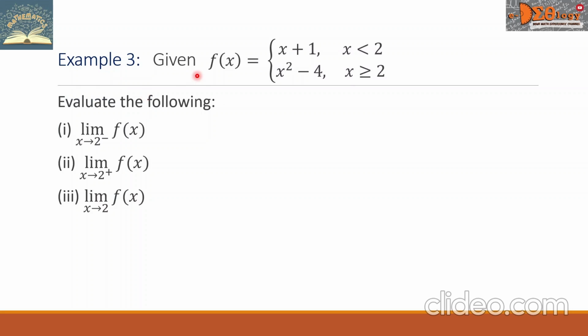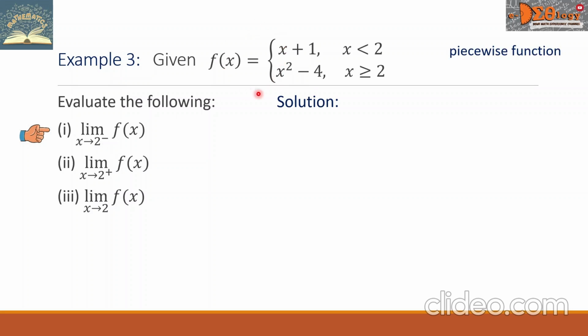Example 3. Given the function f of x equals x plus 1 as x is less than 2, and another function x squared minus 4 when x is more than or equal to 2. We have here three problems. Let's begin with the first one. The limit of the function as x approaches 2 from the left.